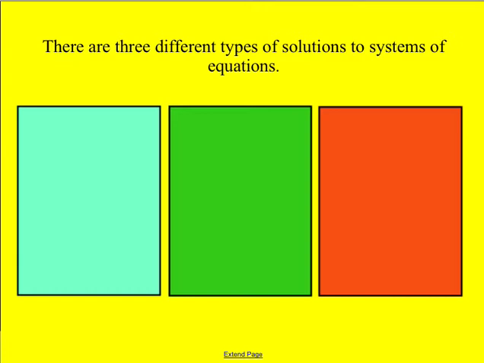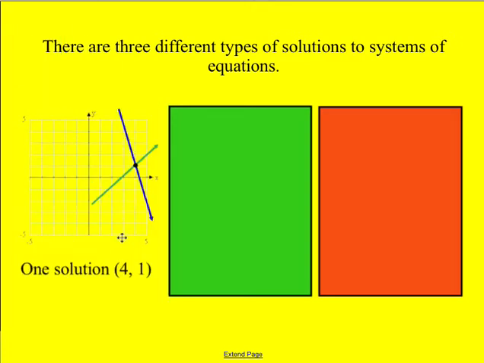So let's take a look at this next part. There are 3 different types of solutions to a system of equations. So for the first type of solution, go ahead and draw a little picture on there so you know what it looks like, is that there's one solution. So that means the 2 lines are going to cross at one point. So we write that solution as a coordinate pair.